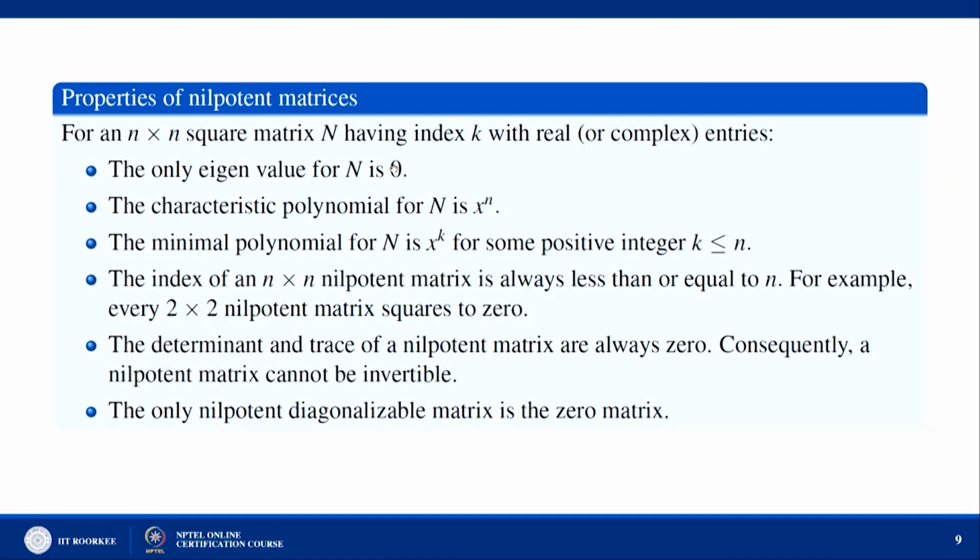So that is easy to show, you see. Suppose n is a nilpotent matrix, then nx equals lambda x, x is not equal to 0. Then n raised to power k x is also equal to lambda raised to power k x, and n raised to power k is 0, because n is a nilpotent matrix. So 0 is equal to lambda raised to power k x. So this implies lambda equals 0, because x is not equal to 0. So the only eigenvalue of a nilpotent matrix is equal to 0.